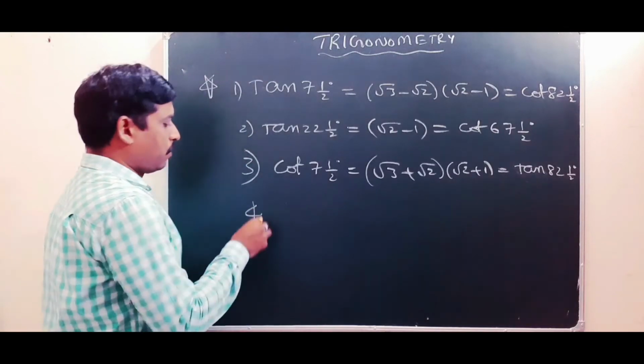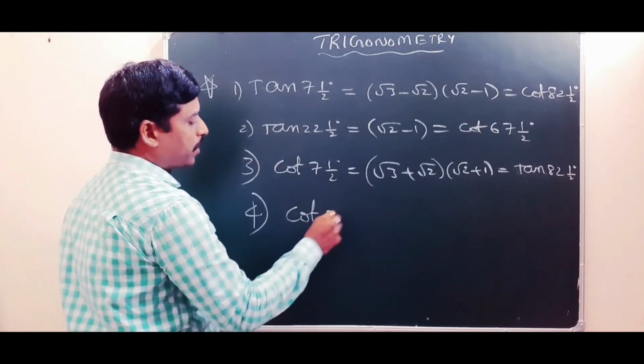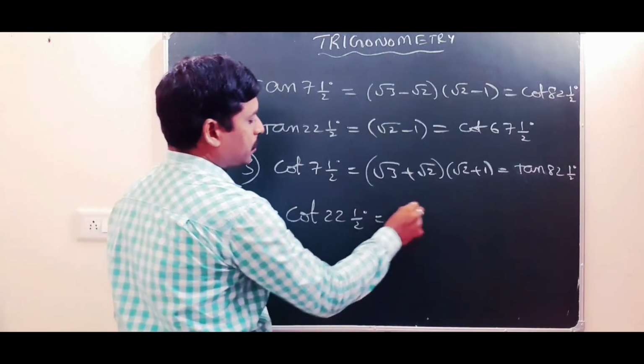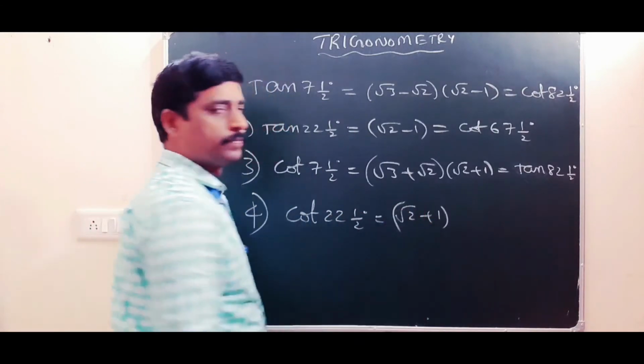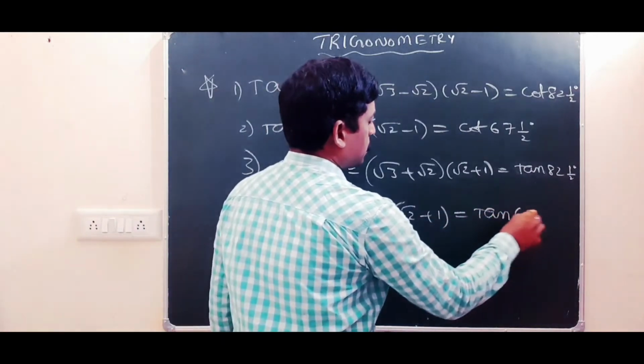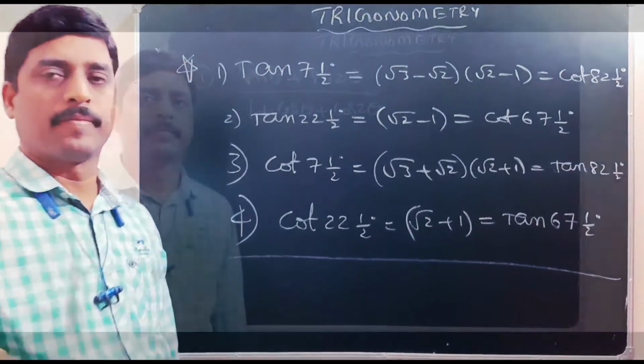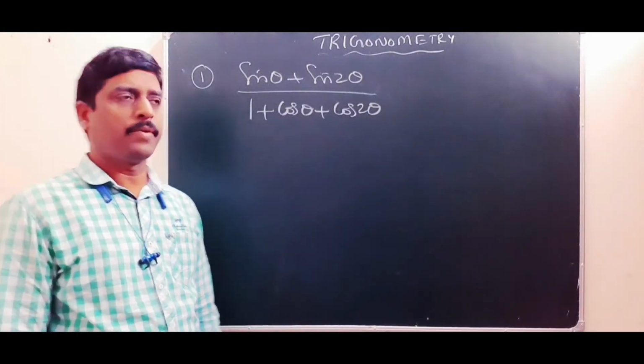Okay. Now I am going to explain cot 22.5. This is equal to root 2 plus 1, and this will be tan 67.5 degrees. So these are the most important values. Okay, now explain question number 1.